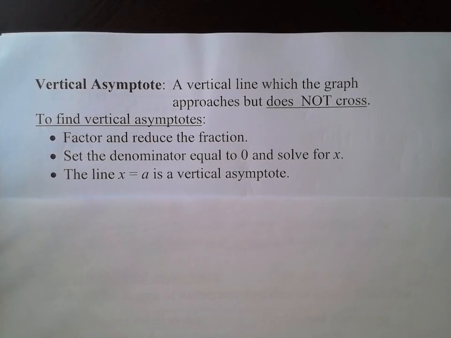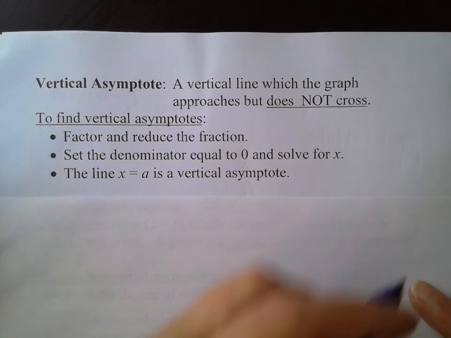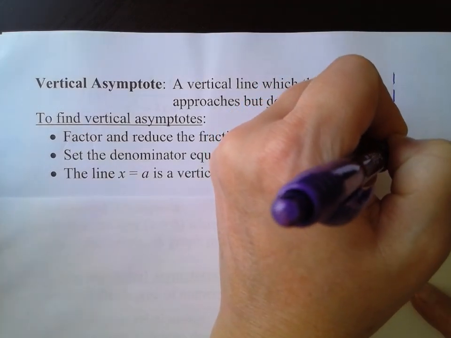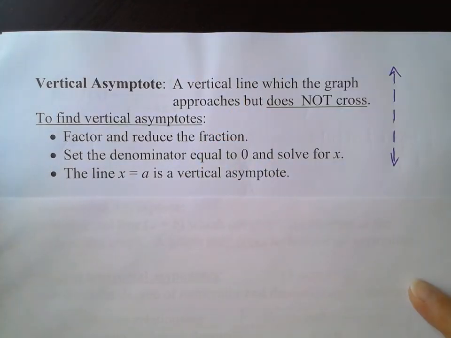So the first type of asymptote is a vertical asymptote. This is a vertical line which the graph approaches but does not cross. Vertical means up and down, right? To find the vertical asymptote, we're going to factor and reduce the fraction. The reducing part is very important because anything we cancel out is not a vertical asymptote. Then we're going to set the denominator equal to 0 and solve for x. Because it's a vertical line, it'll be x equals some number that represents the vertical asymptote.